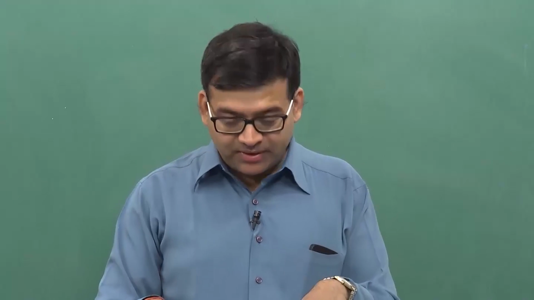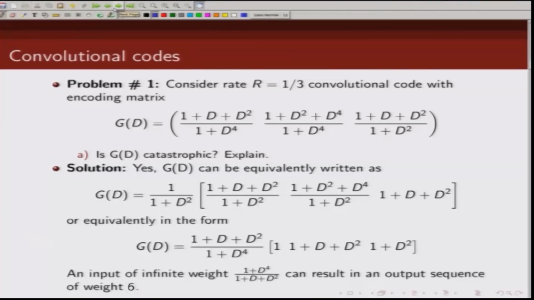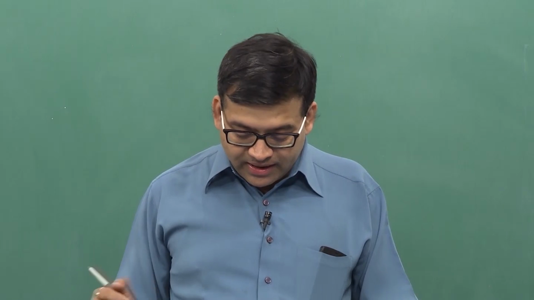Now, let us look at this generator matrix and let us try to simplify, put it in a minimal form. So, we can see the denominator, this 1 plus d square, is common. If we take that out, we get here 1 plus d square, and this is 1 plus d square. This is 1 plus d square plus d4 divided by 1 plus d square, and this is 1 plus d square. Similarly, we see in the numerator there is a common term 1 plus d square. If we take that out, what we get here is 1 plus d square and 1 plus d square. Now, how do we know whether this will result in a catastrophic encoder or not?